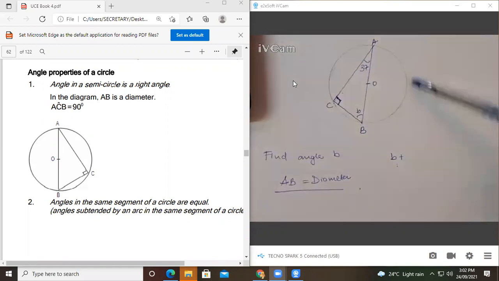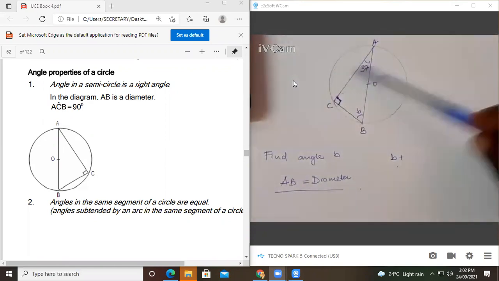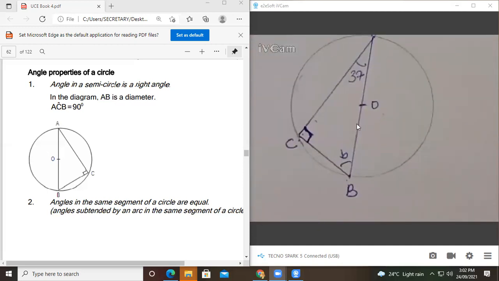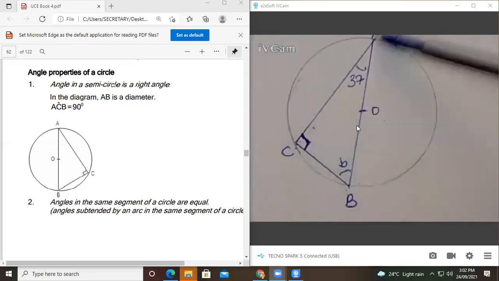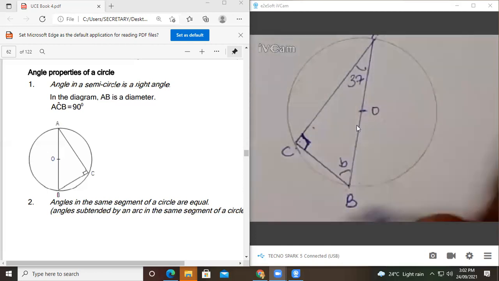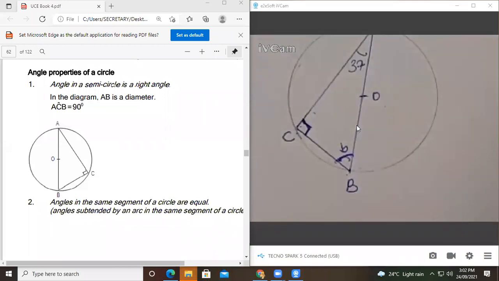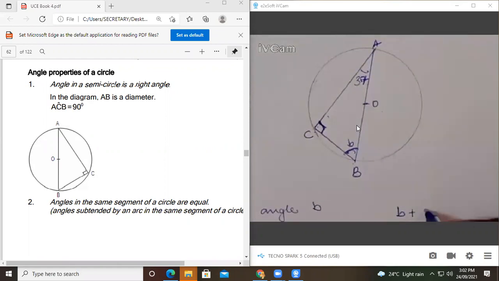Are you seeing what is on the screen? Members, can't you see this triangle? Even let me zoom it. Can't you see it? It's a right angled triangle. If you have a right angled triangle, how would you find the B? B plus 90 degrees plus 37 degrees is equal to what?